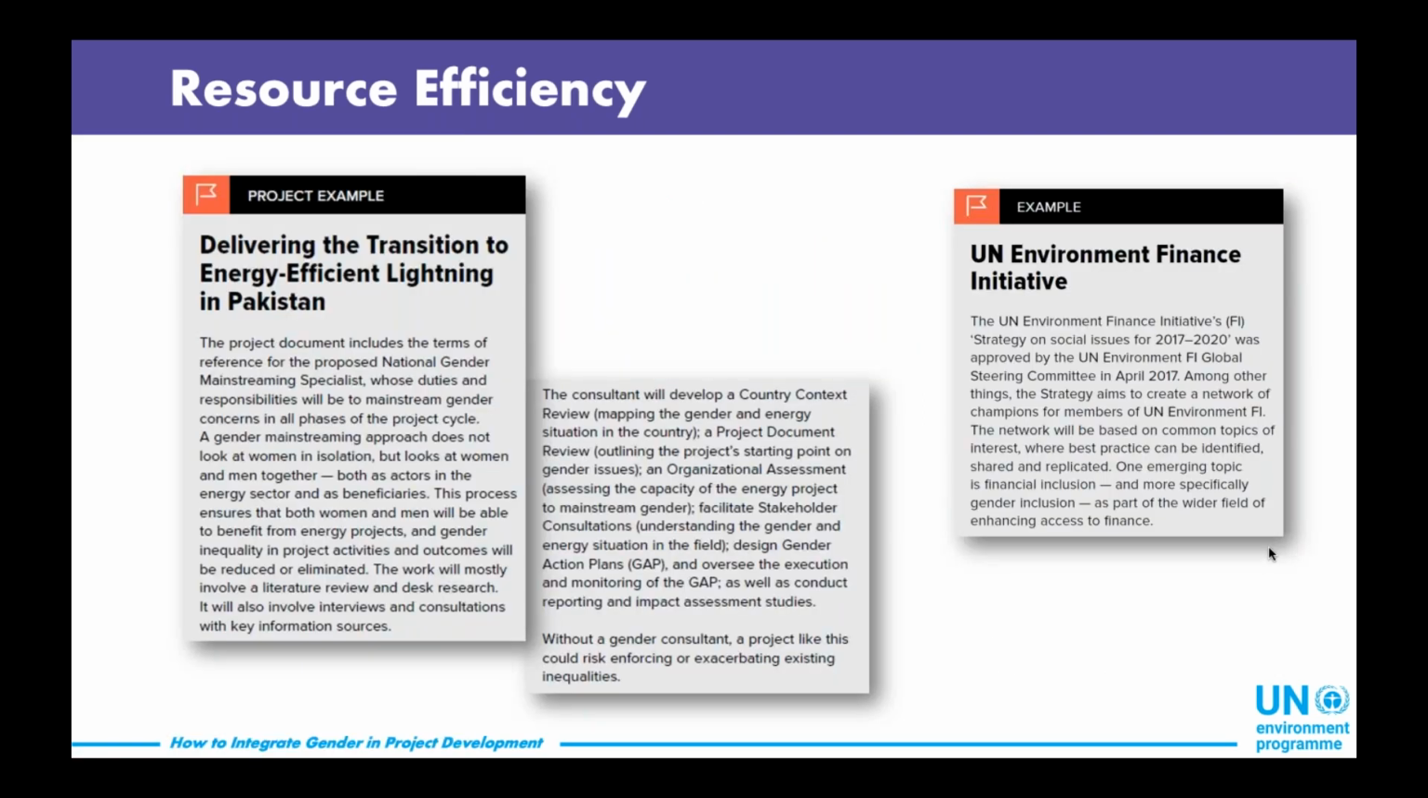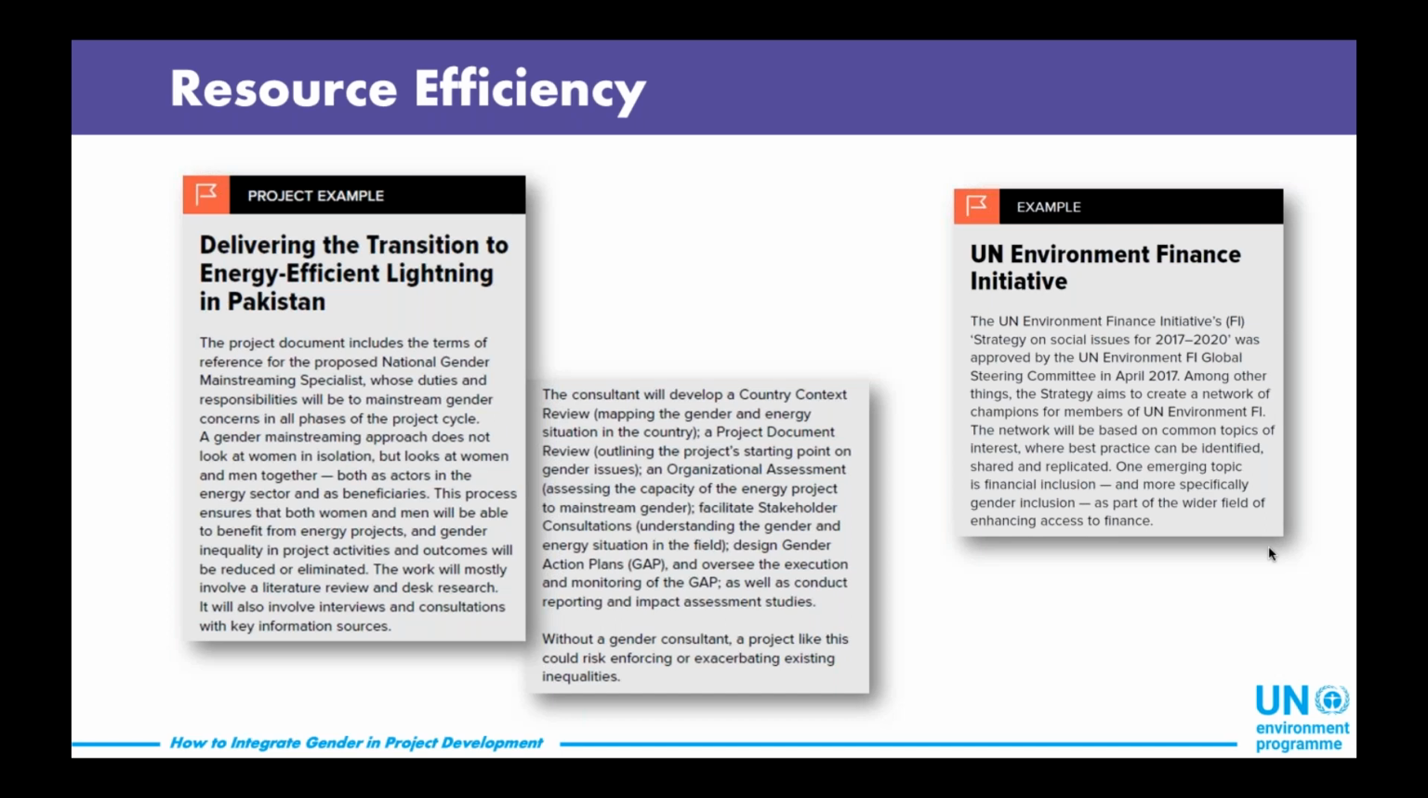These are two examples from projects on resource efficiency, which successfully incorporated gender aspects. The first one is delivering the transition to energy efficient lighting in Pakistan. Essentially, the project document includes the terms of reference for the proposed national gender mainstreaming specialist. The duties and responsibilities of these specialists would be to mainstream gender concerns in all phases of the project life cycle. And it acknowledges that without a gender consultant in this type of project, the project could risk reinforcing or even exacerbating existing inequalities in the country. So that's why in this case, it was very important to bring these specialists.